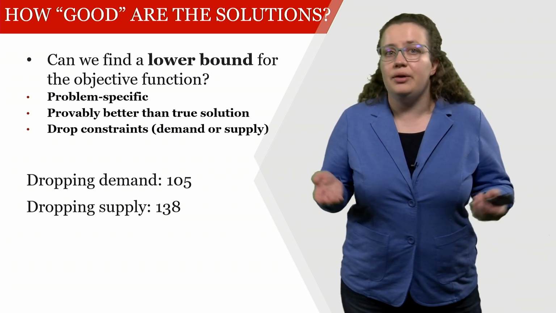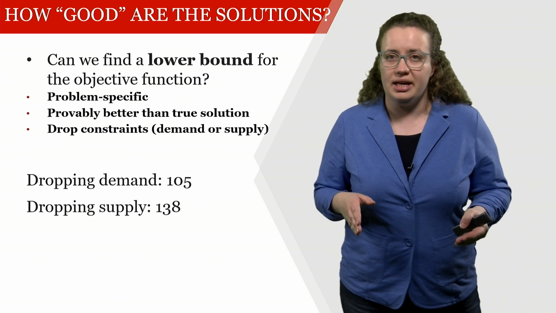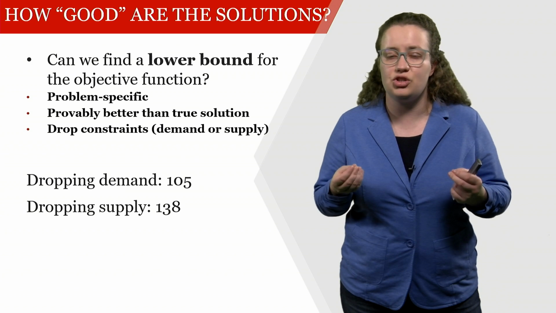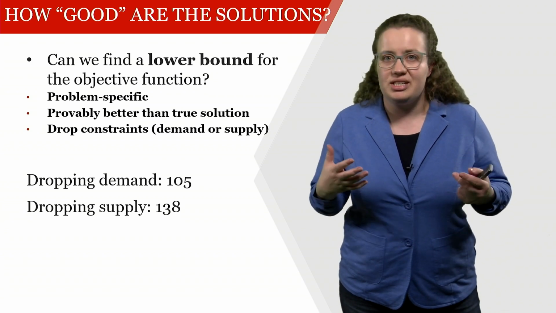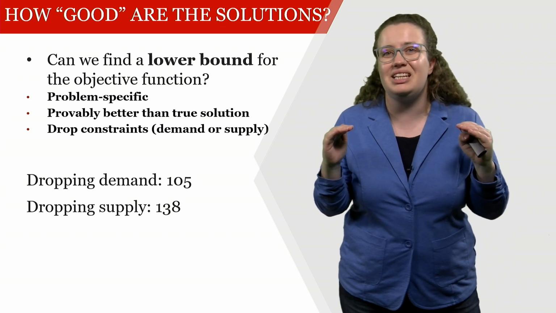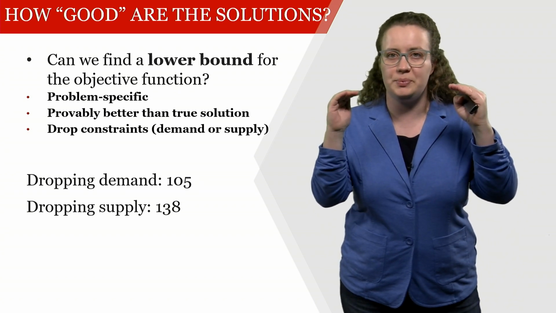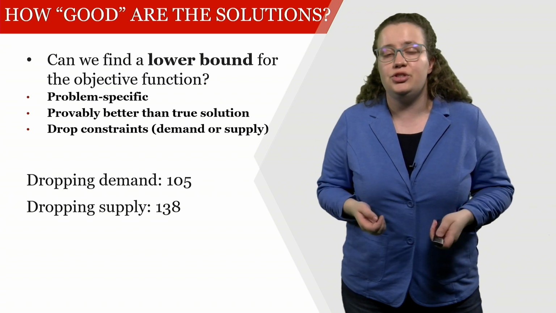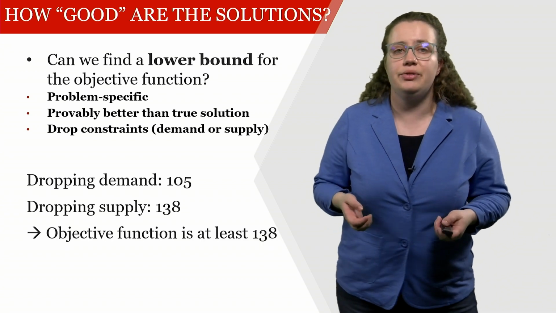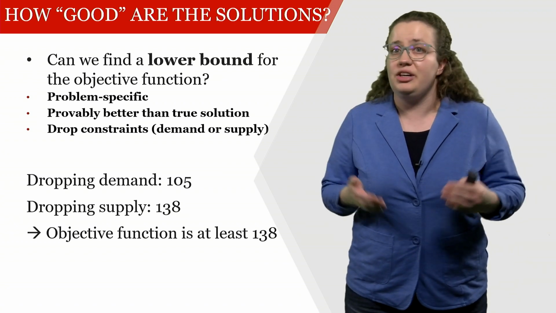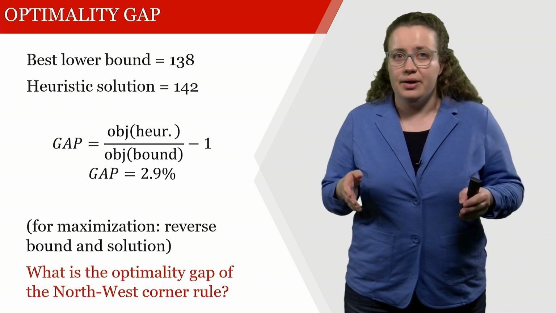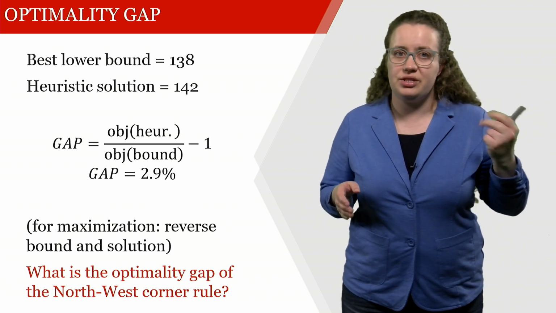So one could say 105 is less than 138, but if we remember, we would like to find a bound that is provably better than the true solution. But obviously, if we want to be able to judge how good our heuristics are, we want to have something that is as close as possible to the true optimum. So we're going to choose the maximum of these two, so the 138, because we know that the objective function cannot get better than 138. So now we have a best bound and we have a heuristic solution.